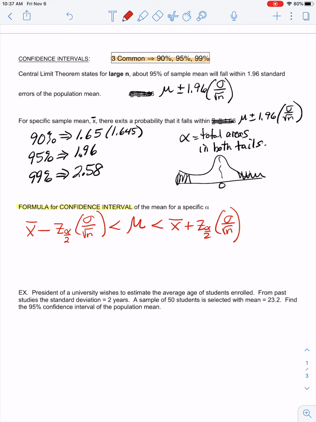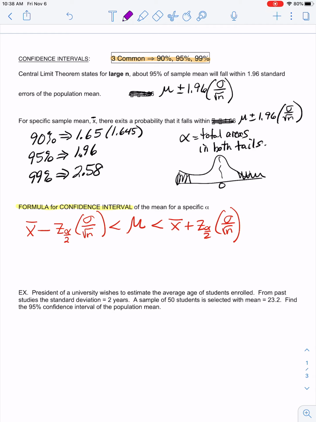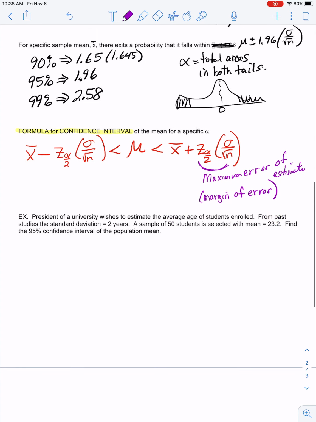Now that we've talked about all of this, what else should I mention here? Maybe the maximum error of estimate, that's always this part that you're adding and subtracting. It's sort of like how close you're willing to be. Sometimes we'll refer to that as the margin of error. I guess that's probably how I'm more likely to say it. All right, so let's look at a little sample problem here.